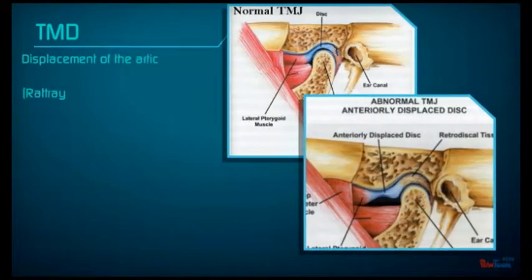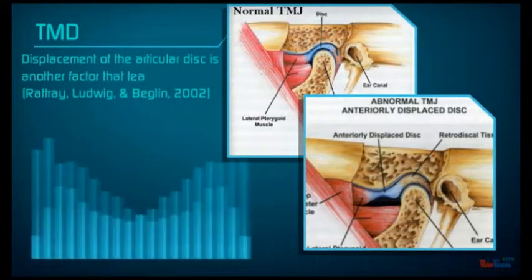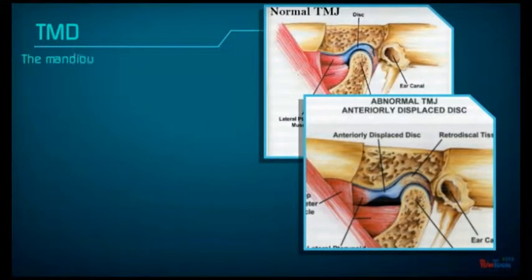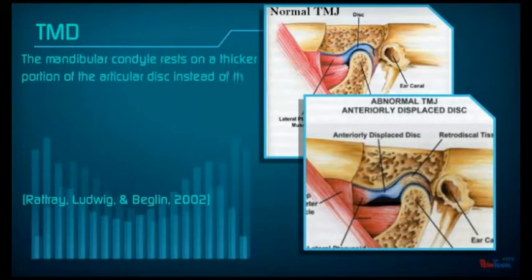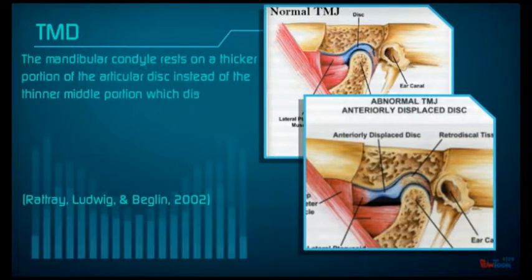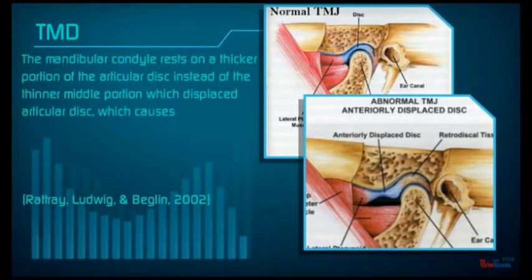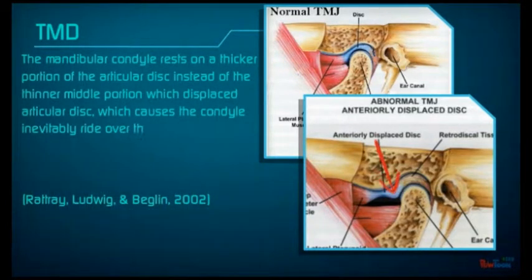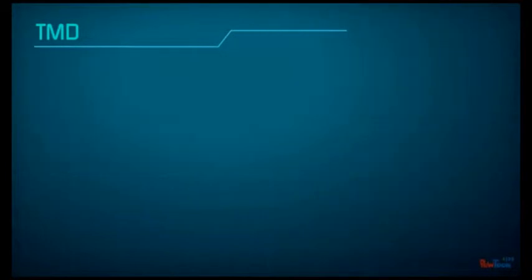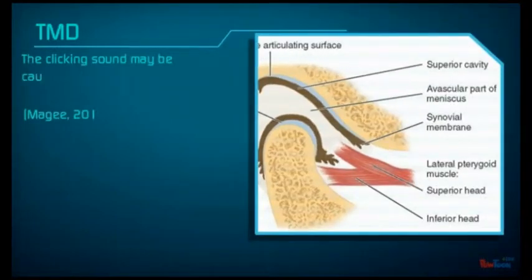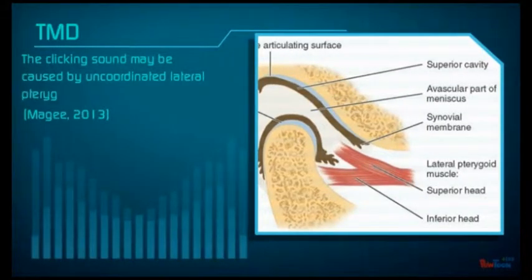Displacement of the articular disc is another factor that leads to TMD. The mandibular condyle rests on a thicker portion of the articular disc, instead of the thinner middle portion, which displaces the articular disc, which causes the condyle to inevitably ride over the thicker portion of the disc, and creates a popping sound and pain during the initial jaw movement. The clicking sound may be caused by uncoordinated lateral pterygoid muscles contraction.